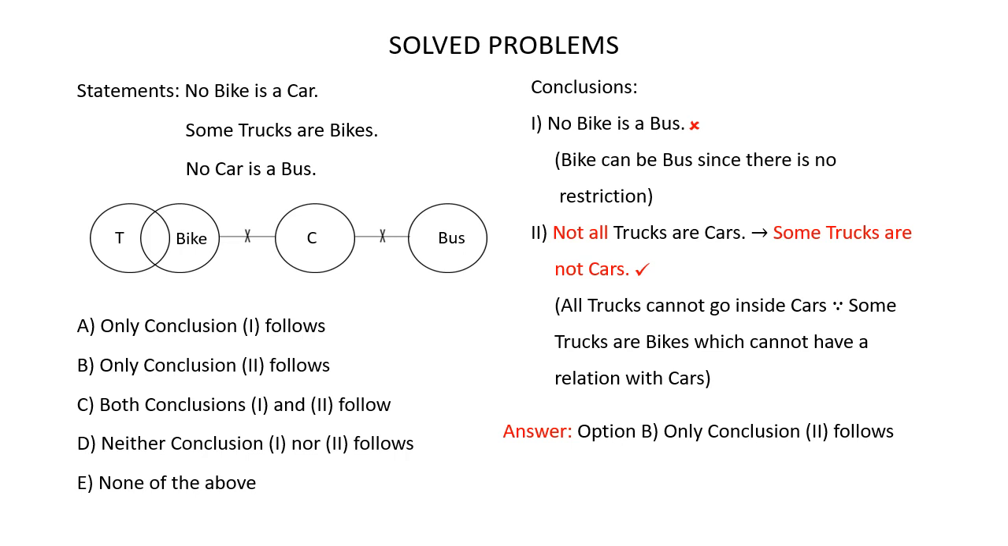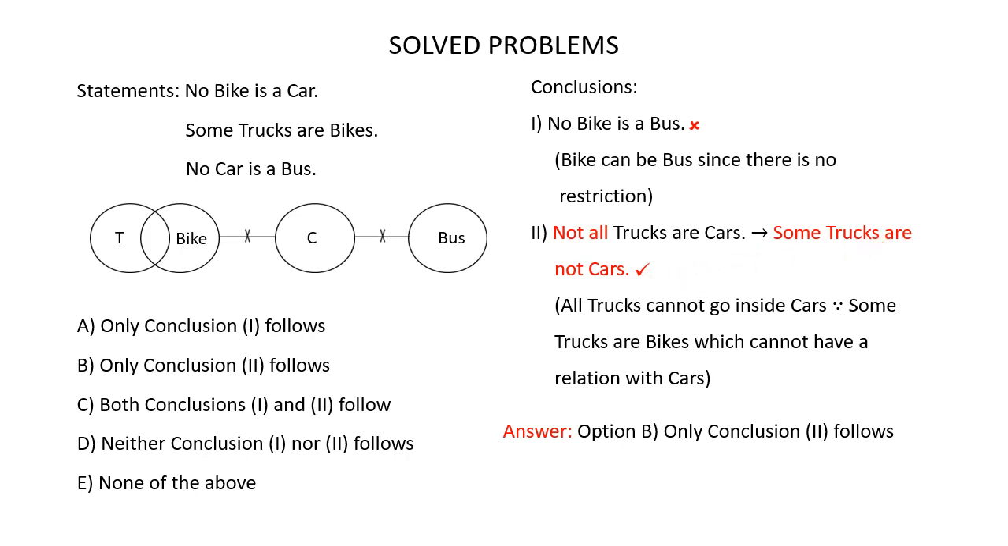Clearly you can see that this portion of trucks is inside bike, and because of the restriction, bike cannot have any relation with cars. So this portion of trucks which is inside bikes also cannot have any relation with cars. So this portion of trucks will not go inside cars. Now since this portion of trucks cannot go inside cars, it obviously means all trucks cannot go inside cars. Since all trucks cannot go inside cars, the conclusion some trucks are not cars is correct.